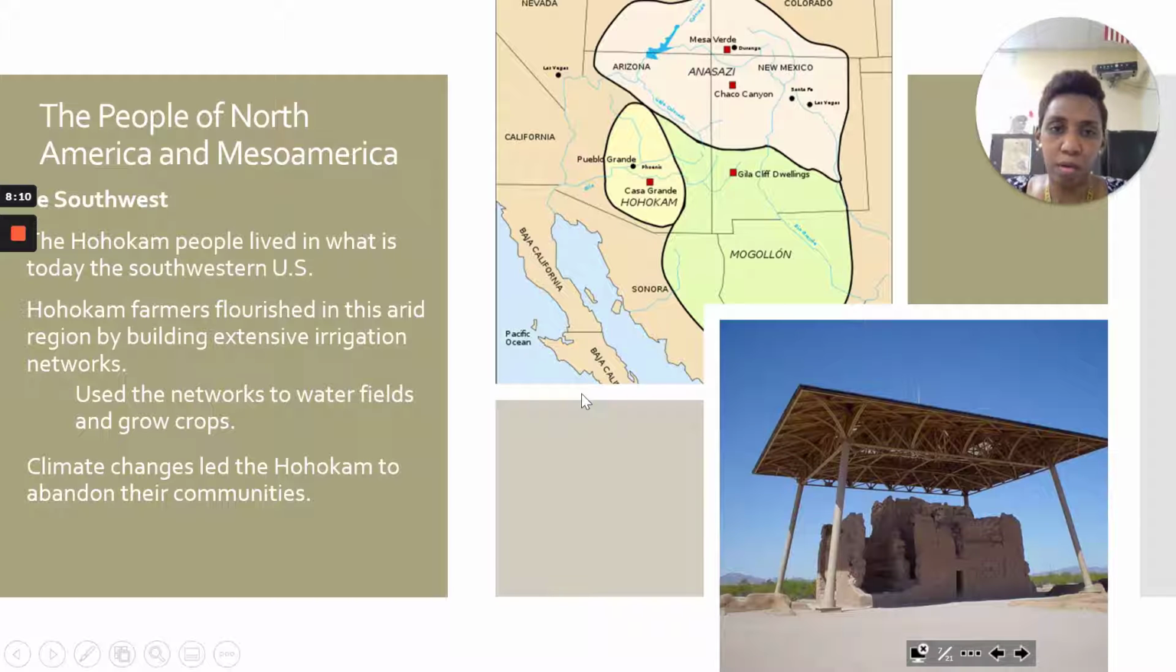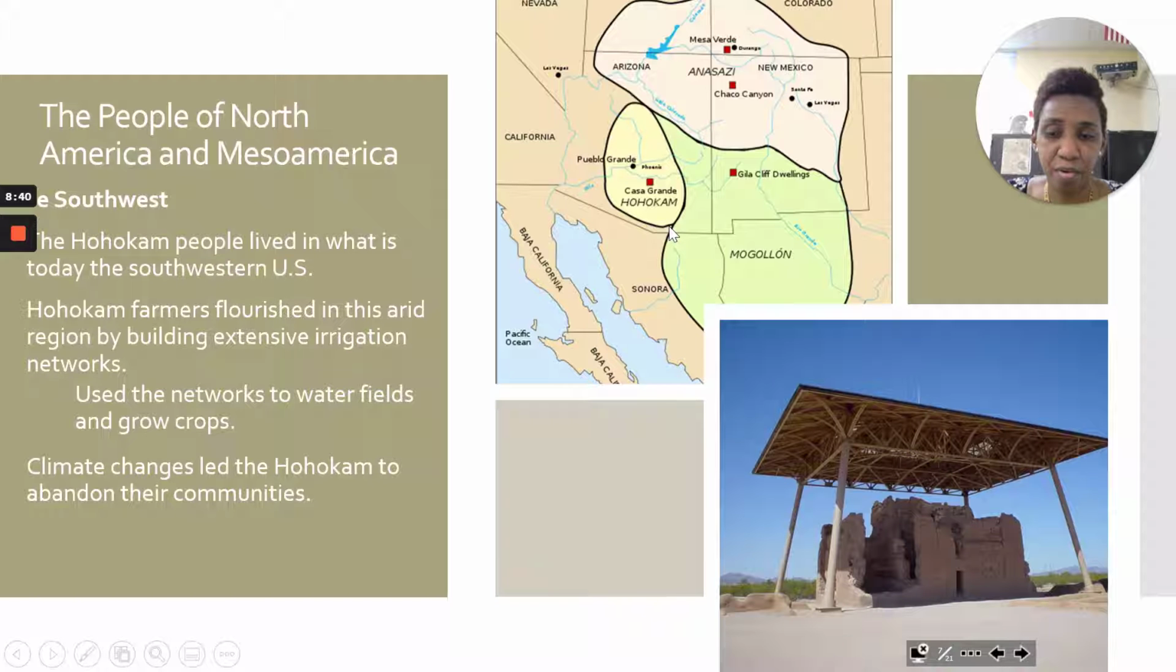Okay, and of course, if you look at this map, you see here Chaco Canyon, this is Mesa Verde, this is parts of Arizona today, right? If you look at this map, what do you think is in this region here? So if you said desert, then you'll be correct. This is a desert area, okay?